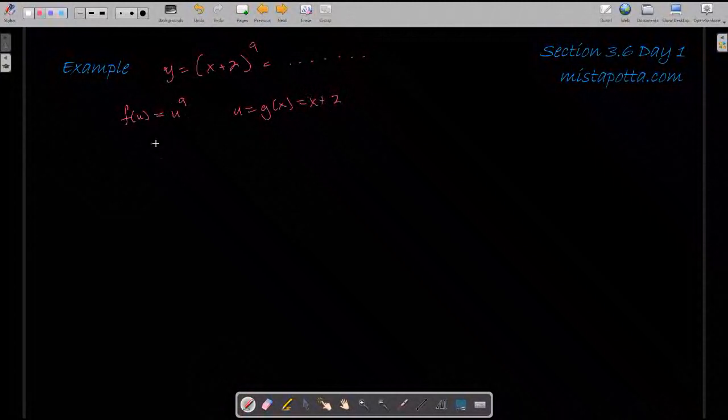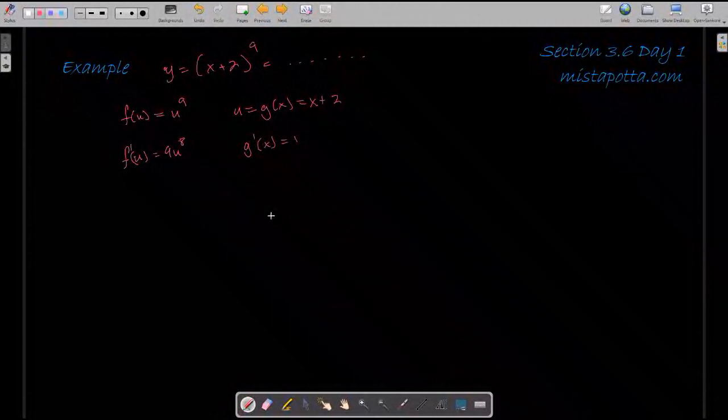So the derivative of u to the 9th would be 9u to the 8th power, and the derivative of g is just 1. And so I end up with my derivative of my original function being 9 times u to the 8th, where u is x plus 2.